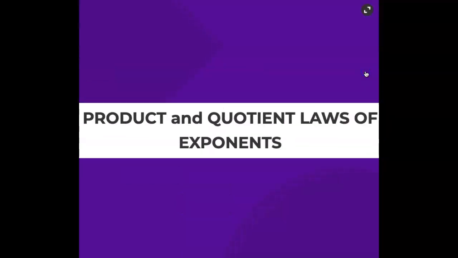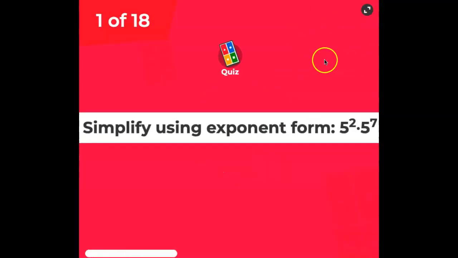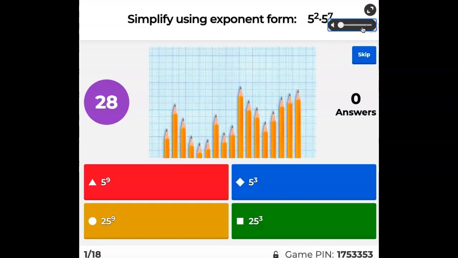So, product and quotient laws of exponent. Let's start the game. Miss Kangura, I got a pop-up of the Kahoot. I'll try to go back in because you're already in. So, simplify using exponent: 5 to the power of 2 times 5 to the power of 7.